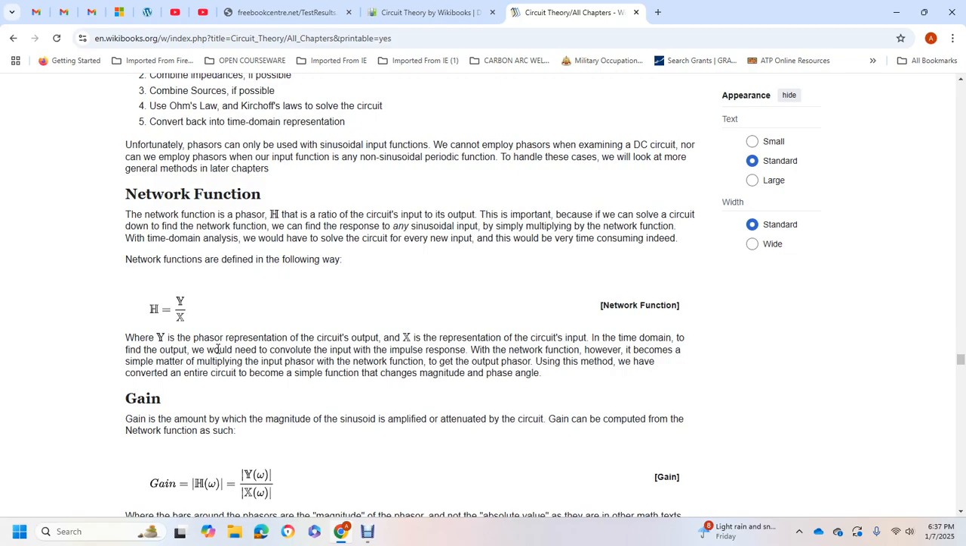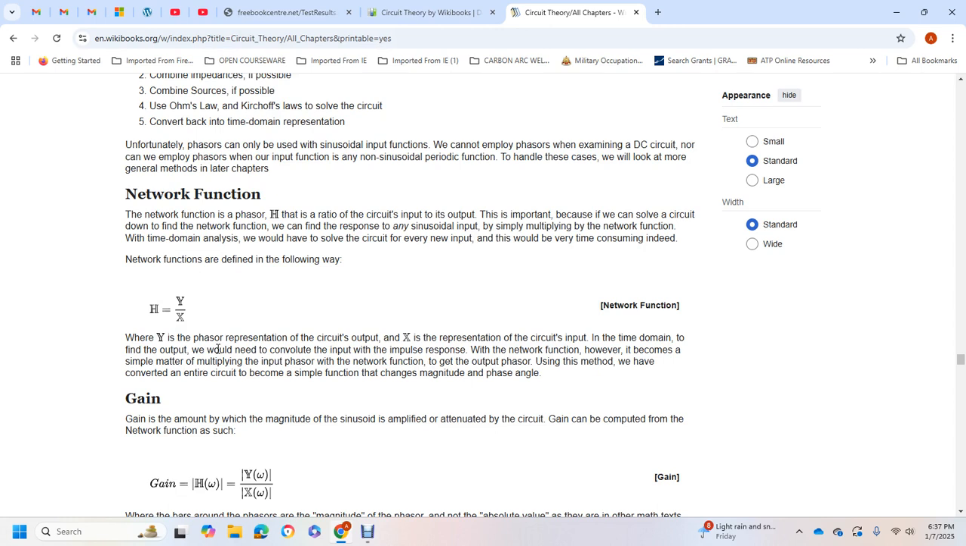Network function. The network function, H, is the ratio of the circuit's output to its input. Once we solve the circuit with the network function, we can find the response to any sinusoidal input by simply multiplying the network function by the input. In time domain analysis, solving the circuit with a new input would be very time consuming.